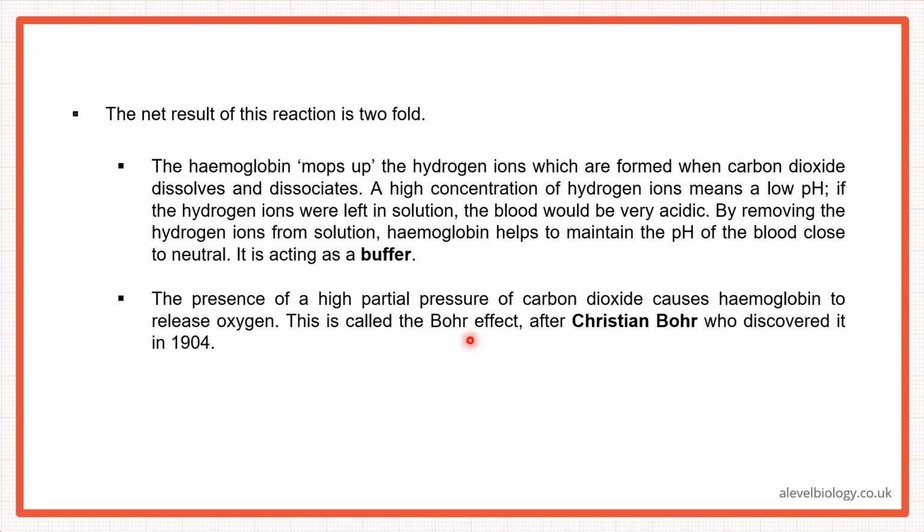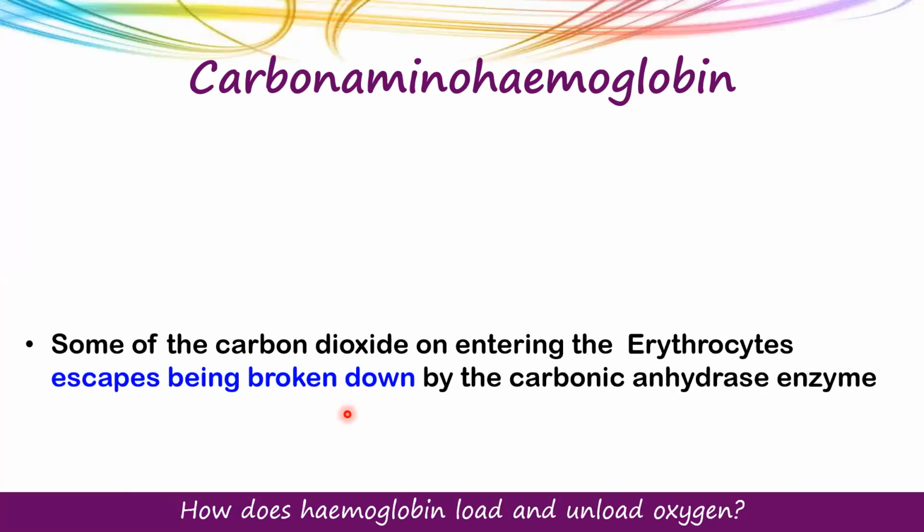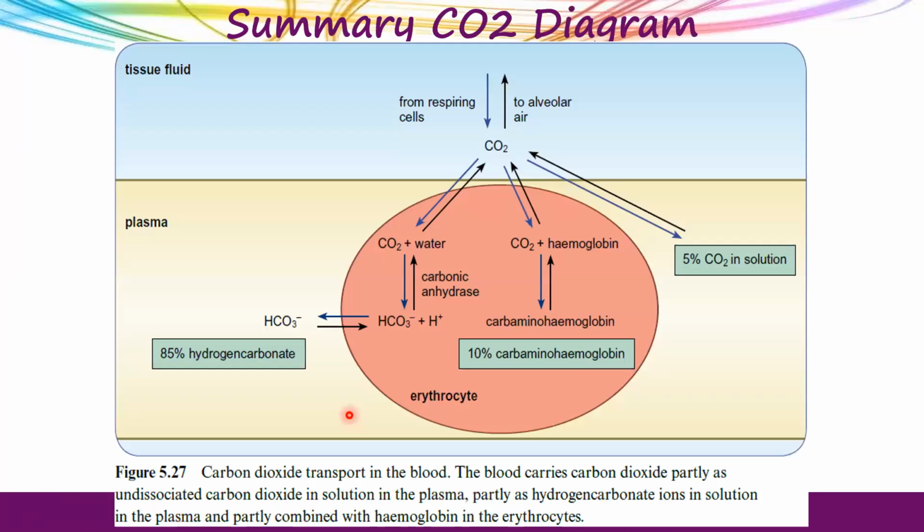So if there is higher pressure of carbon dioxide, it causes hemoglobin to release oxygen. This is what we call the Bohr effect. Okay? And the scientist that actually discovered that was Christian Bohr. He discovered this whole process in 1904. Right? So this is how carbon dioxide is transported from the red blood cell to the lungs.